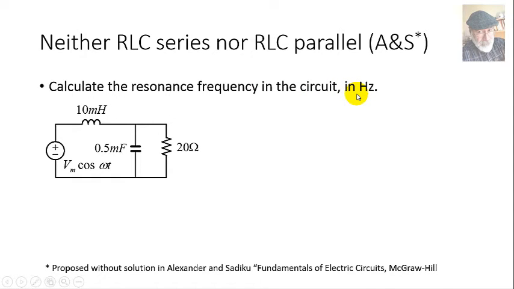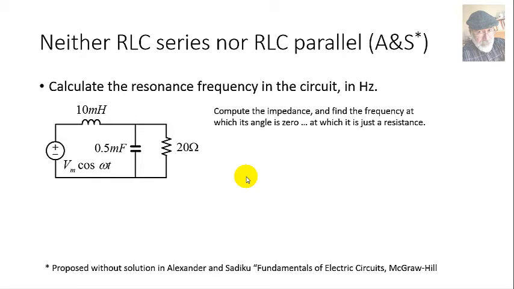I think that I didn't compute that in hertz, but in radians per second. So please, for the final answer in the video, divide by what? Divide that by 2 pi and you get the hertz. But I leave that up to you. Let's solve the circuit in radians per second. We're going to compute the impedance seen by the source and then find the frequency at which the angle of the impedance is 0. That is, a frequency at which the whole impedance is just a resistance.